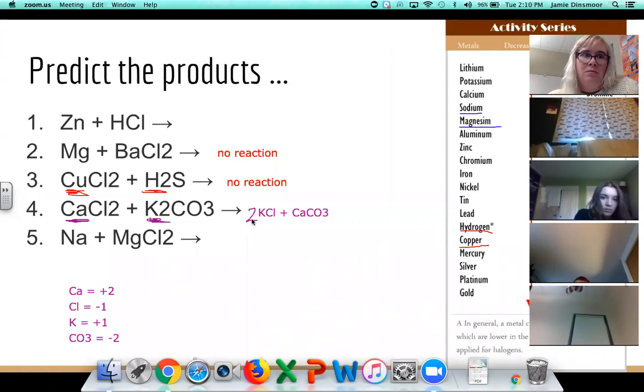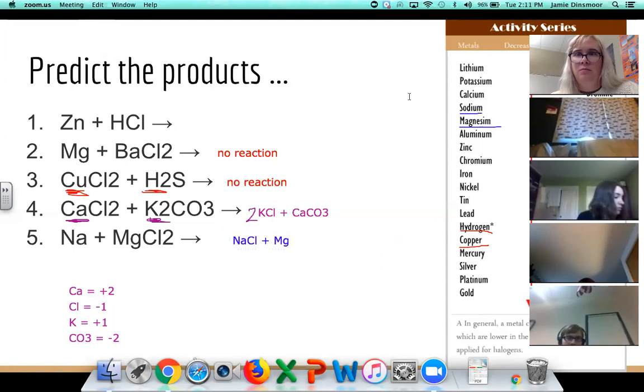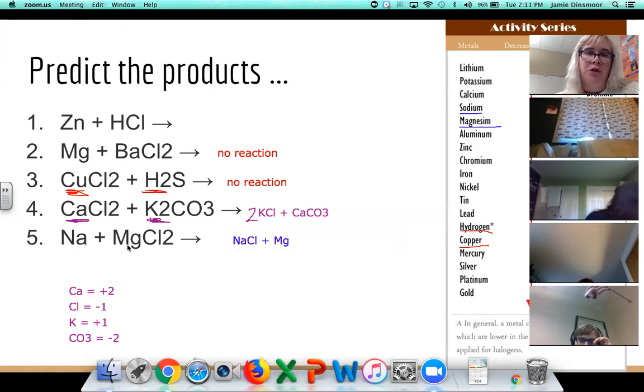So what would we end up getting? We know sodium's going to take the place of magnesium, so we're going to have NaCl plus our magnesium will now be by itself. Again, we want to think about charges. Sodium has a charge of +1 because it's in group 1. Chlorine has a charge of -1 because it's in group 7, right? And magnesium has a charge of +2, but we don't really care about that because it's by itself over there. So the sodium chloride itself is bonded correctly, but then now what would we need to do to balance our equation? Is it balanced?